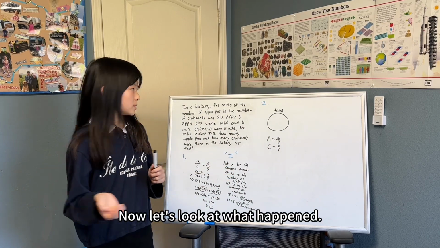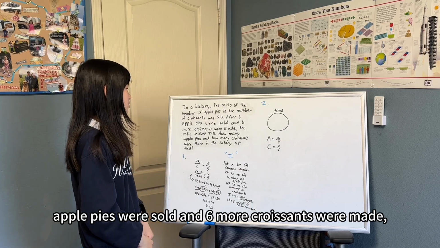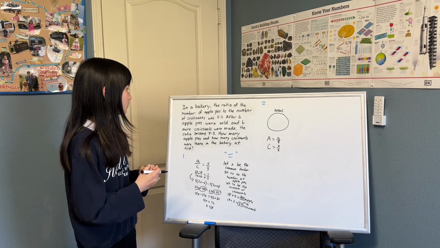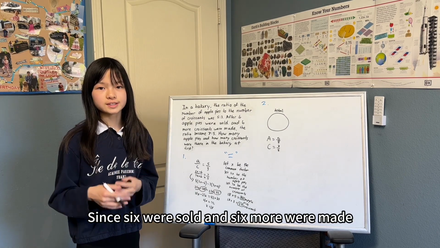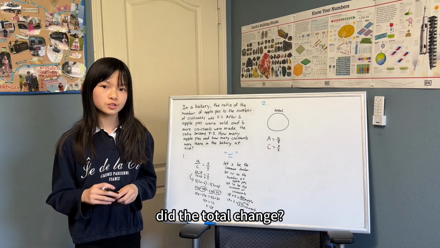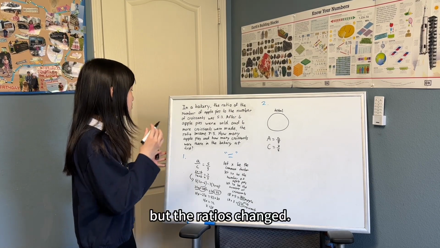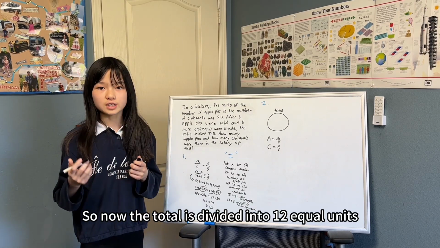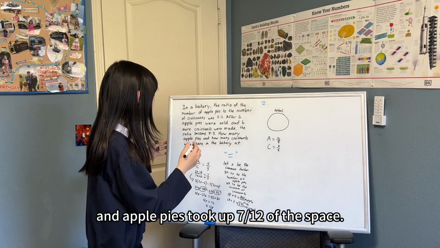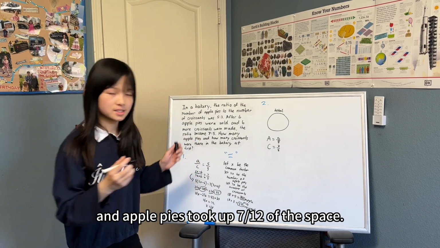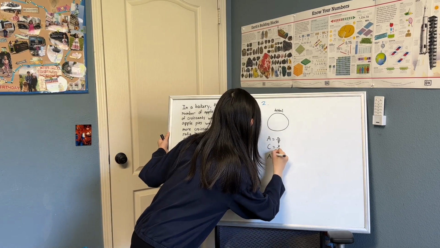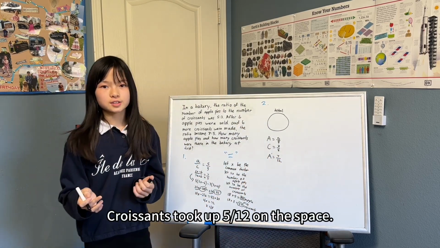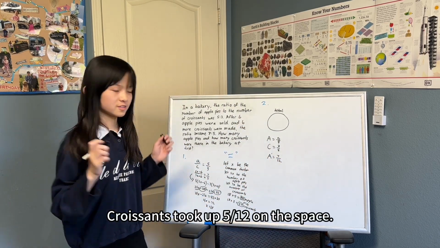Now let's look at what happened. After 6 apple pies were sold and 6 more croissants were made, the ratio became 7:5. Since 6 were sold and 6 more were made, did the total change? No. But the ratios changed. So now the total is divided into 12 equal units. And apple pies took up 7/12 of the space. Croissants took up 5/12 of the space.